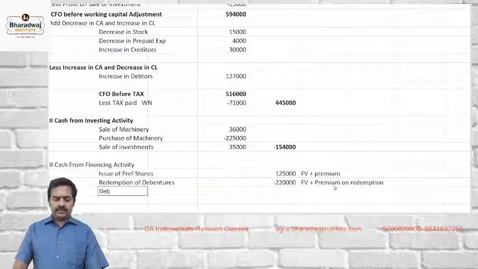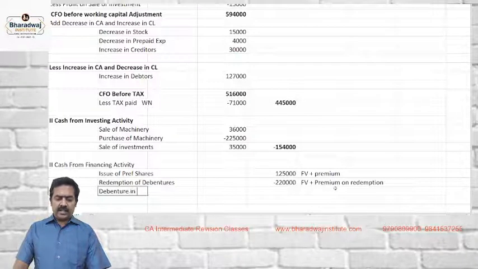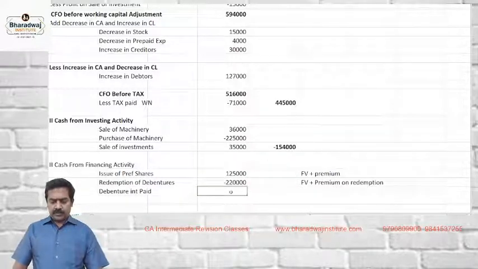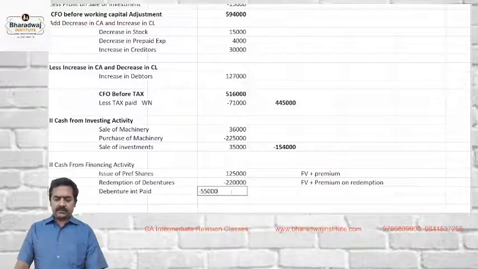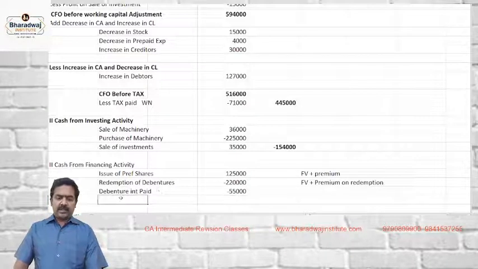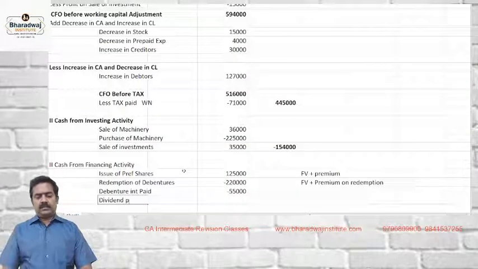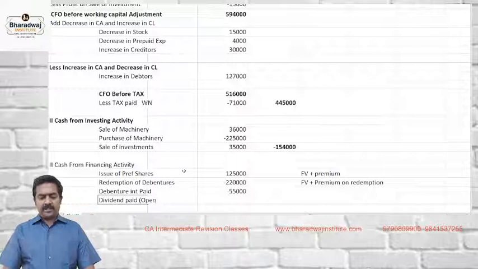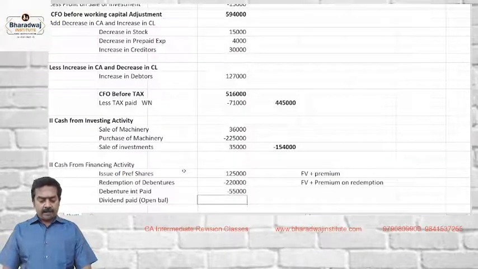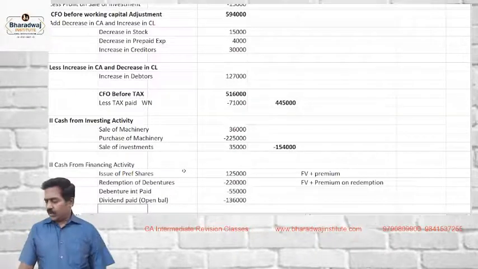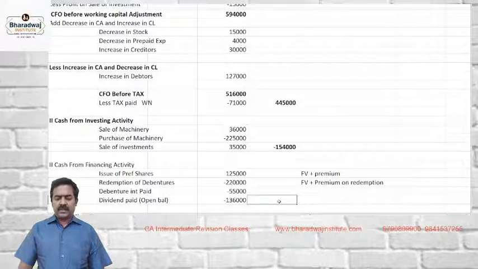Then debenture interest paid. What is the debenture interest paid? 55,000. Then dividend paid. That opening balance, 1 lakh. 1,36,000. Any other payment?